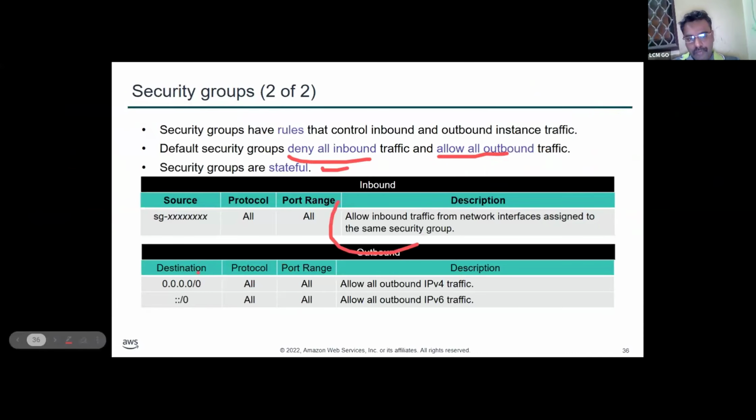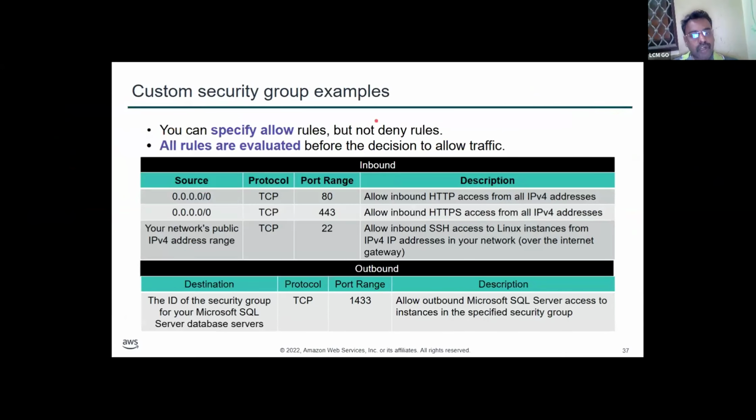Now here all traffic is allowed. You can specify allow rules but not deny rules. What is this saying? For example, you have a bank account, right? You open a bank account. Once you open a bank account, they will give you one more form. What is that form? Nomination. I think when you open your bank account itself, there is a nominee you are representing. Your account is opened in the morning.